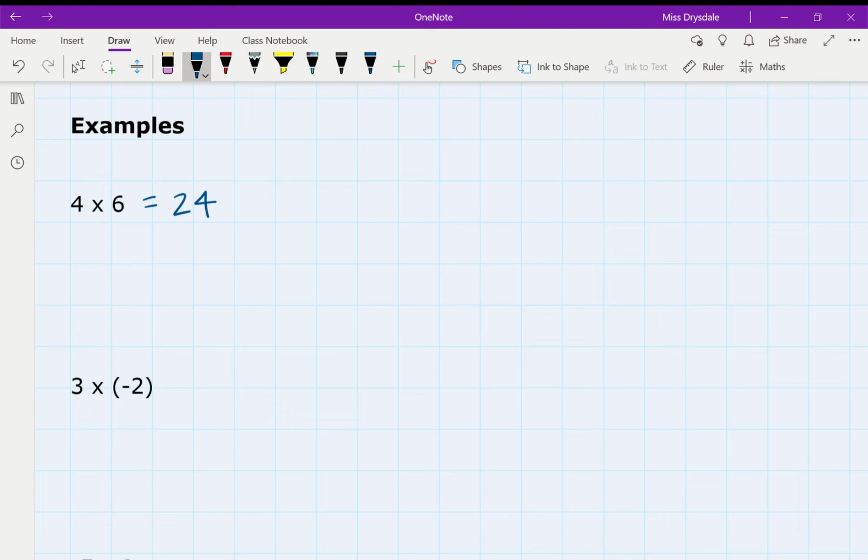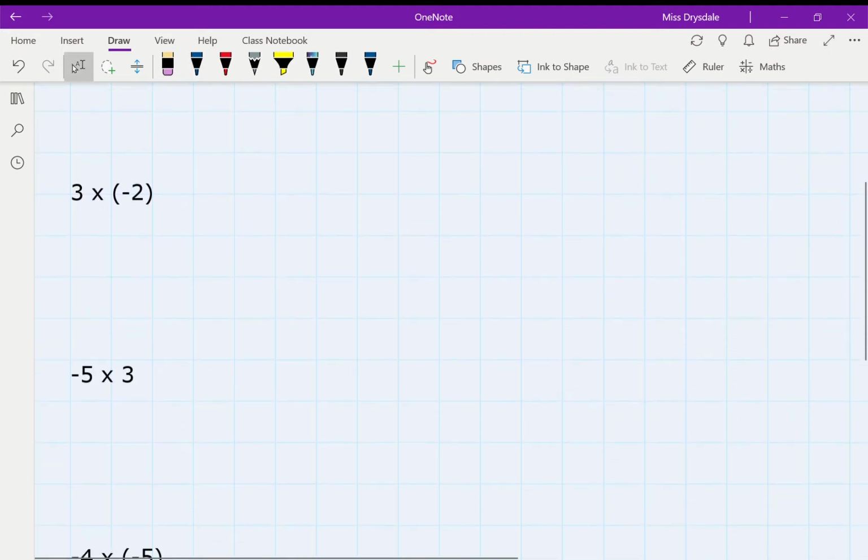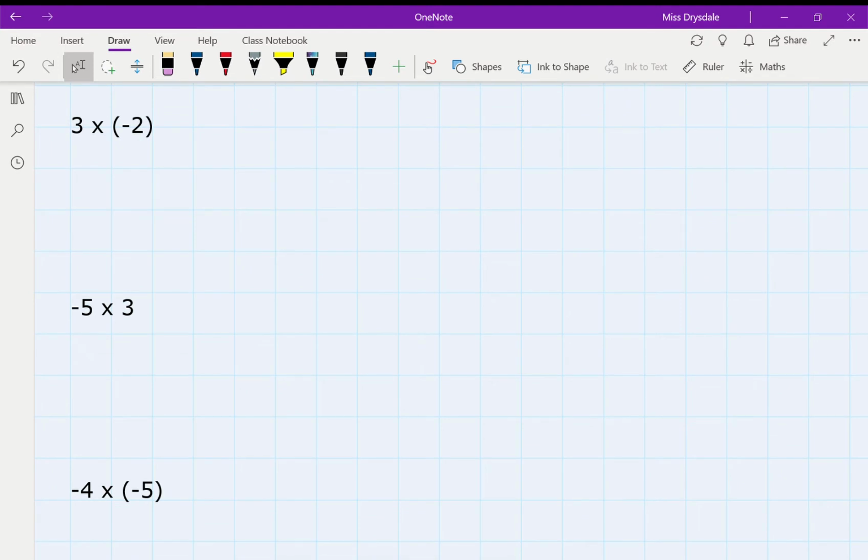So 4 times 6 is also saying 4 lots of 6. So if we took 4 lots of 6, 6 plus 6 plus 6 plus 6, we also get 24. So I do want you to bear this in mind when we are moving on to multiplying integers with a negative number. So our first example, we're going to look at 3 multiplied by negative 2.